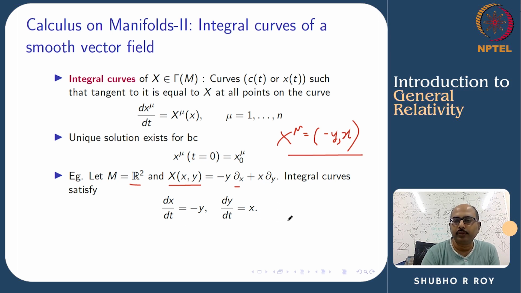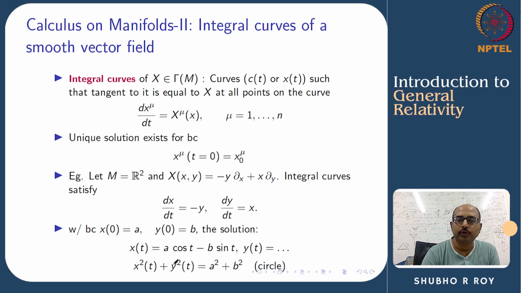And this pair of equations can be easily solved. Most of you have done this either in high school or in college. This will give you the sinusoidal type of equations for both x and y. So the solution is something like this: x is a cos t minus b sin t. And y can be found by taking the derivative of x with respect to t, with a minus sign, of course. I'm not writing them down. You can figure it out yourself. So it becomes clear that the integral curves are circles.